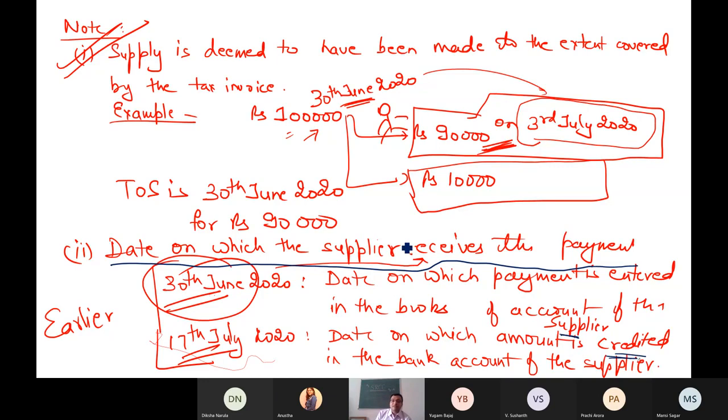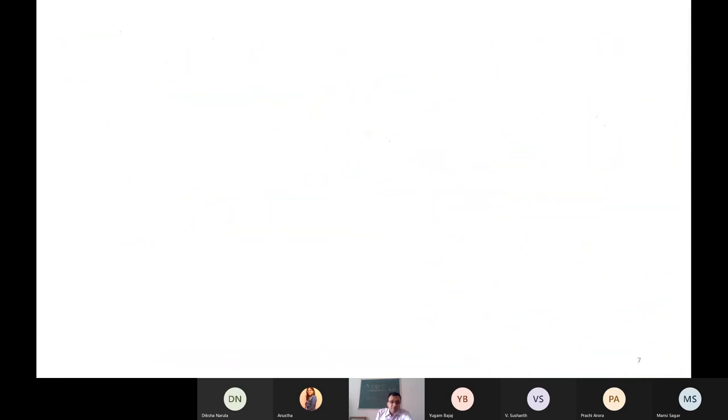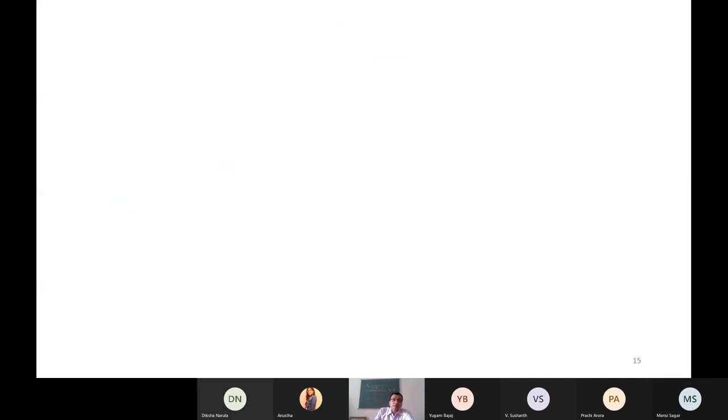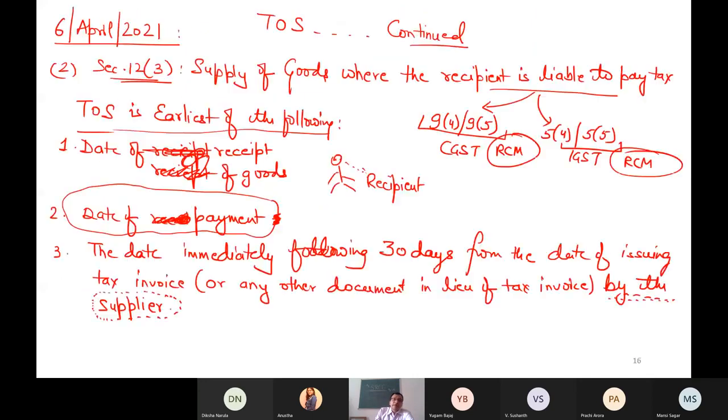Now I will see from the recipient point of view, the date on which a recipient made the payment. So same concept, but now I will say that the date on which a recipient made the payment is the earliest of what? The date on which payment is entered in the books of account of the recipient, and similarly, the date on which the amount is debited in the book of account of the recipient. So I simply wanted to show you that I am not discussing any new point, it is the same. So what is this date of payment? So I will make some notes. So note 1. How to determine the date of payment?